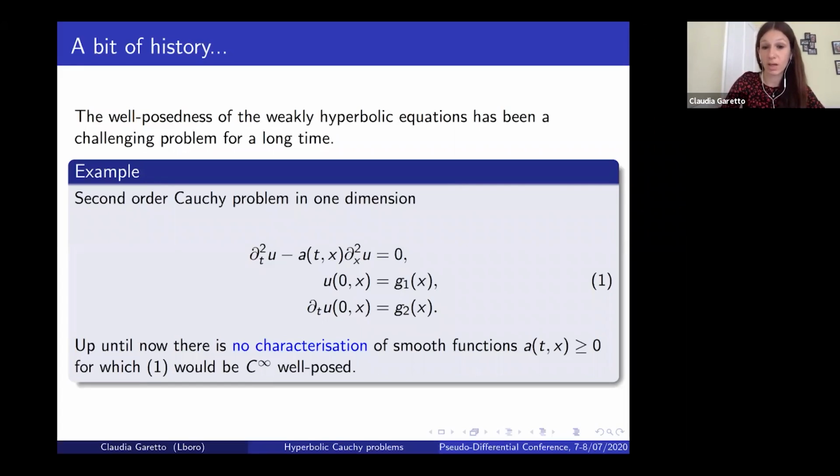So what have different mathematicians done to try to understand this problem? They have tried to find sufficient conditions on the coefficients A in order to have C-infinity well posedness. They had quite a success, for instance, on a second order equation, but it is actually not clear what happens in general when we have an m-order equation.